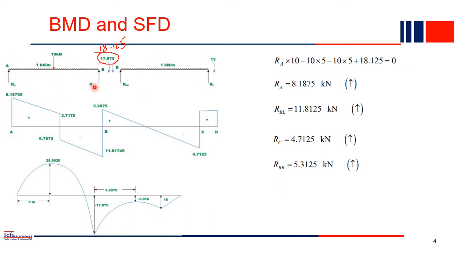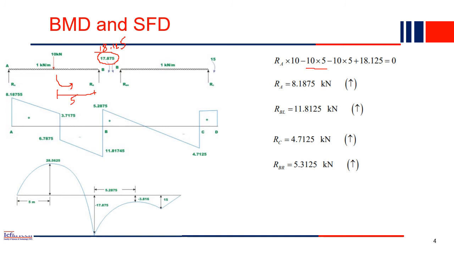Now find RA from here. Use the equilibrium equations first. Take moment about B equal to 0 and write down RA. RA into total distance, which is 10, is clockwise, that's why you consider it positive. Then you have another force, 10 kilonewton, acting anti-clockwise, which means it is negative, but 10 into distance, which is 5. This distance of 5 is given to us.